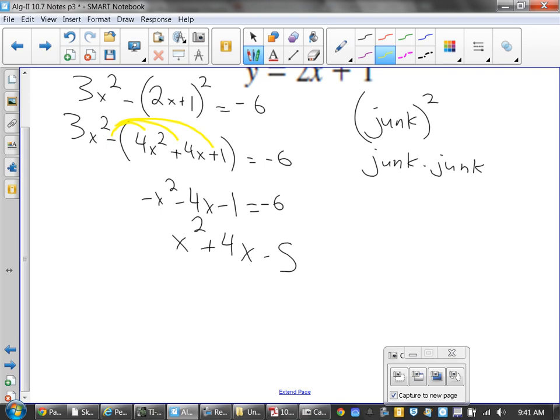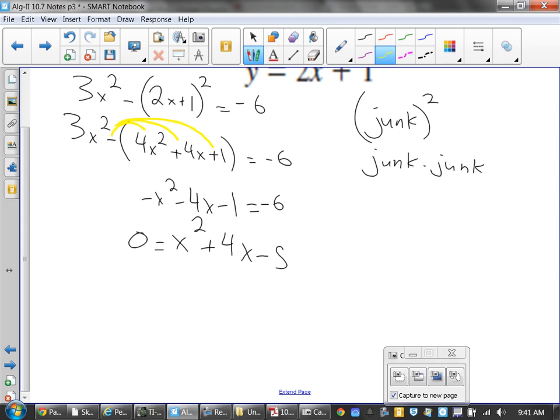So you wind up with x squared plus 4x minus 5. Wait, wasn't it plus 5? Because you have to add 6 to both sides? Well, I'm adding the 1 to the negative 6, so it's negative 5. I moved everything to the right. Okay, that's how that worked.